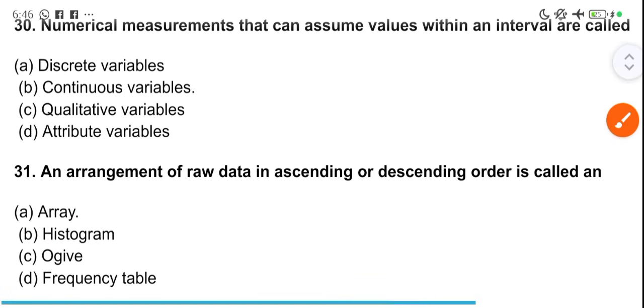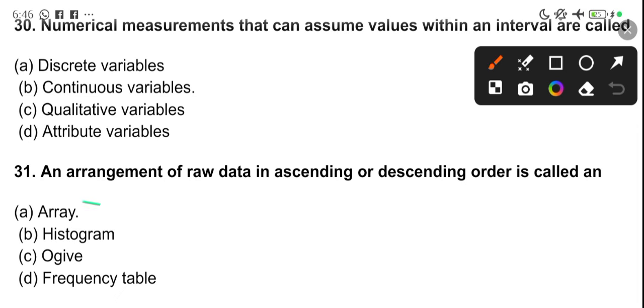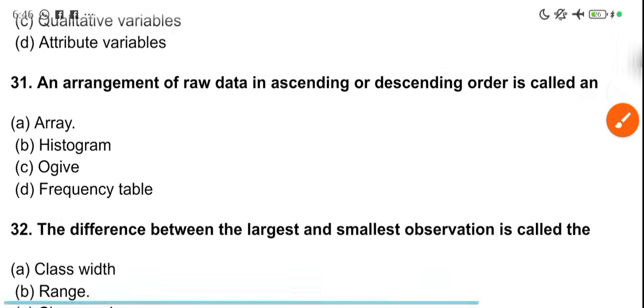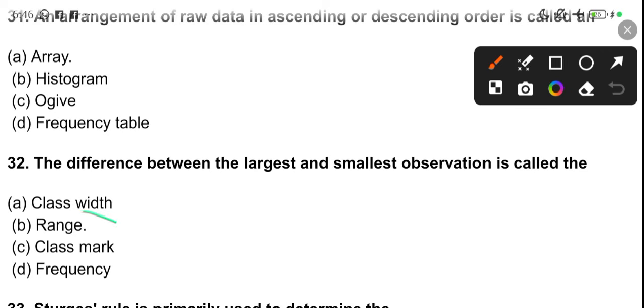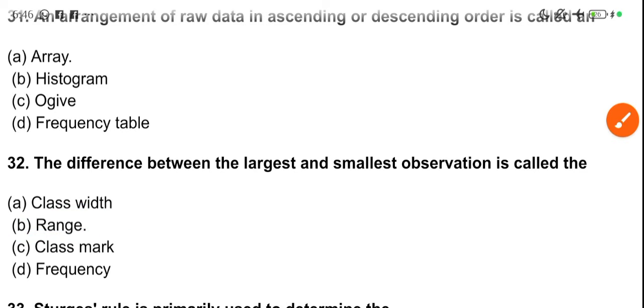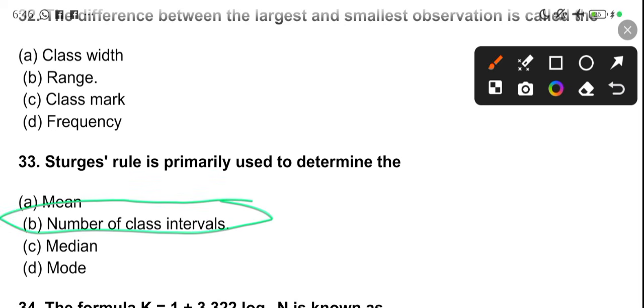An arrangement of raw data in ascending or descending order is called an array. Alright, the difference between the largest and smallest observation is called the range. Okay, range. Sturges' rule is normally used to determine the number of class intervals. Sturges' rule is a funny formula, with a log in it.